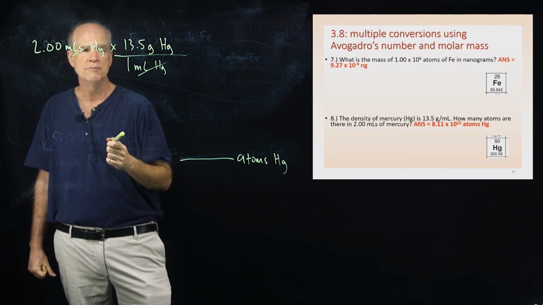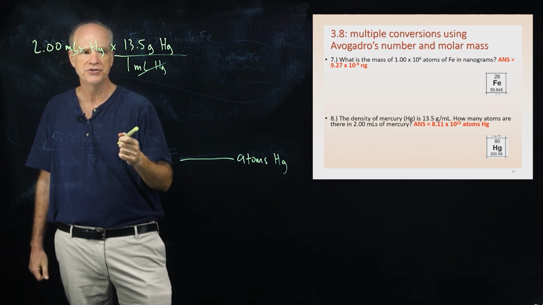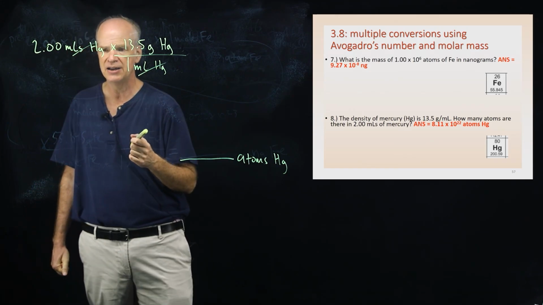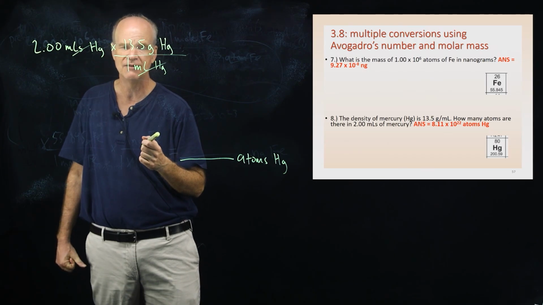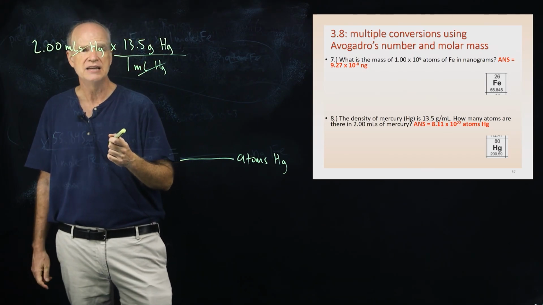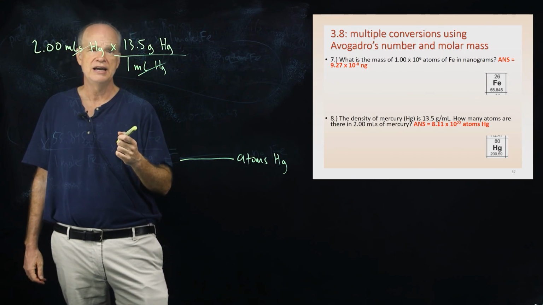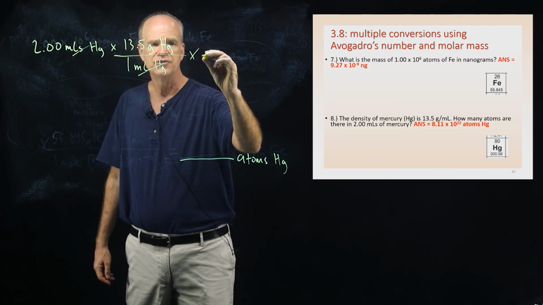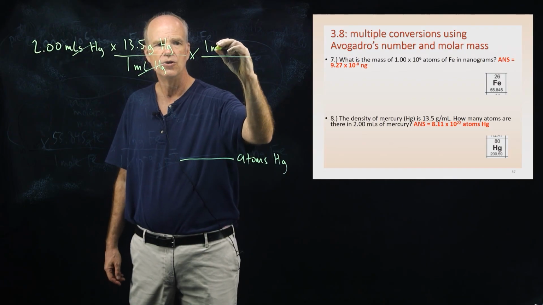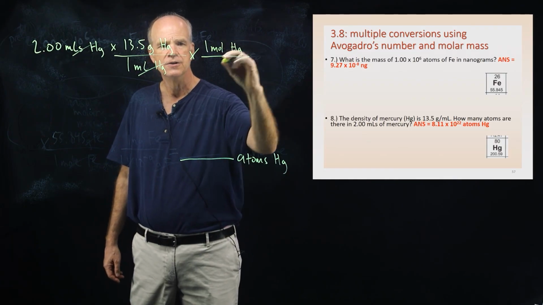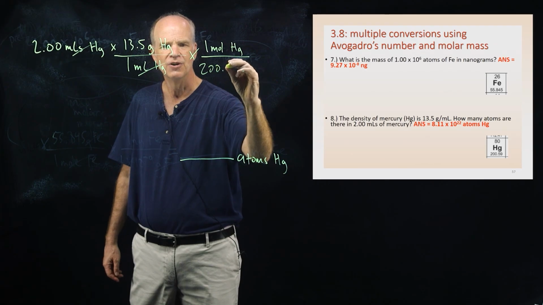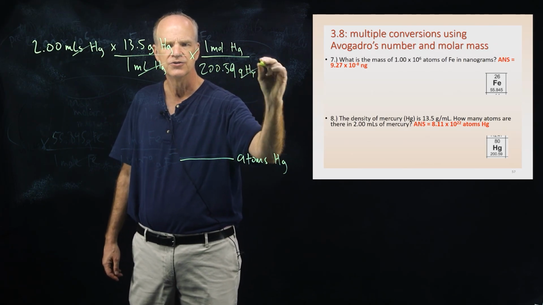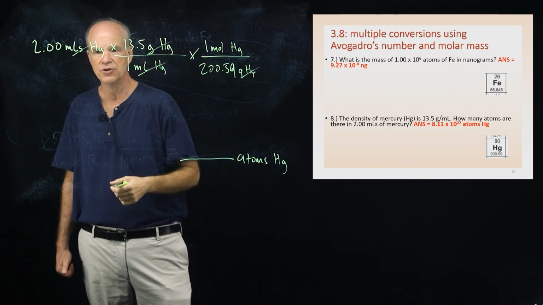And so what would be the next step is probably just to convert this to moles mercury using the molar mass. And so the average atomic mass of mercury is 200.59 AMUs, which means if you have 1 mole of mercury, it's going to weigh 200.59 grams. So I'm going to write that in here. So 1 mole mercury over 200.59 grams of mercury. So grams of mercury cancel and you get an answer in moles of mercury.